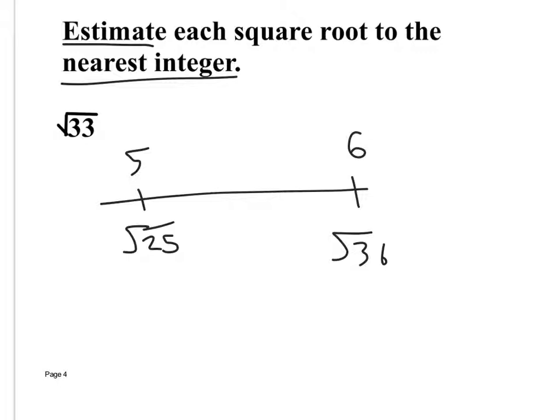What number is it closer to? Is this closer to the square root of 25 or the square root of 36? 36. Square root of 36. So 33 would be closer to 36. So what's the nearest integer? 5 or 6? 6. So there's your answer.